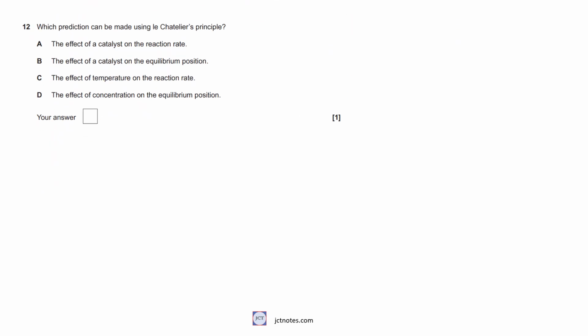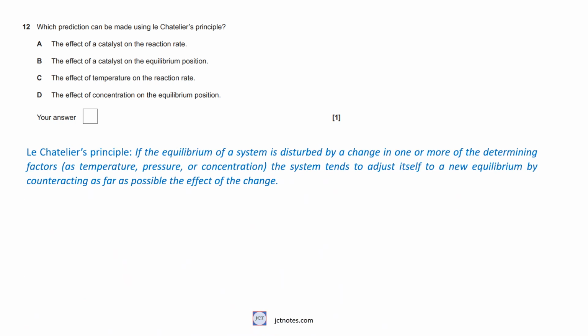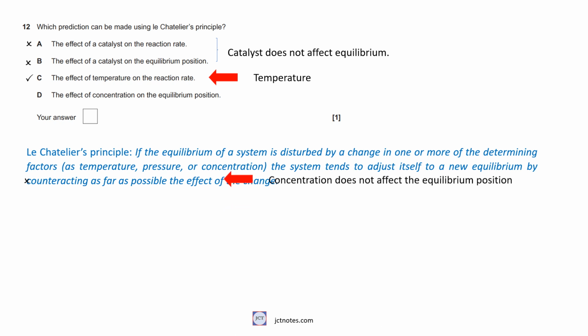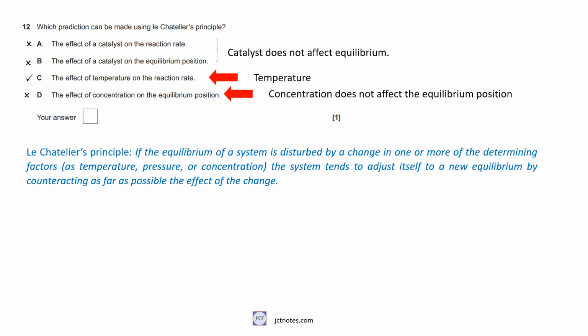In question 12 we are given 4 predictions and we are asked which one can be made using Le Chatelier's principle. Le Chatelier's principle says that if the equilibrium of a system is disturbed by a change in one or more of the determining factors, such as temperature, pressure, or concentration, the system tends to adjust itself to a new equilibrium by counteracting as far as possible the effect of the change. Answers A and B mention the use of a catalyst. Catalyst is not mentioned in Le Chatelier's principle, therefore they are discarded. Only answers C and D mention factors that appear in Le Chatelier's principle, temperature and concentration.